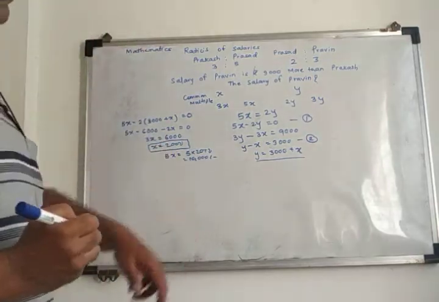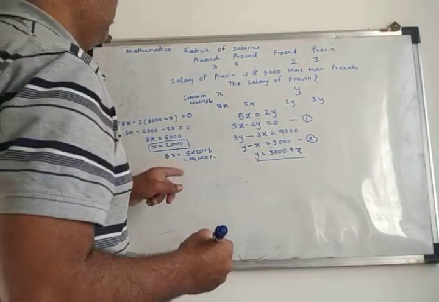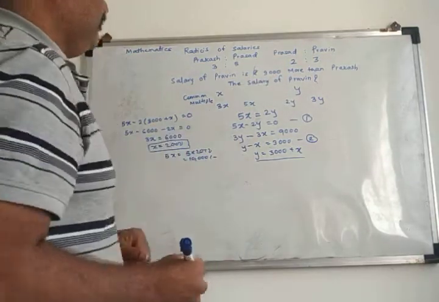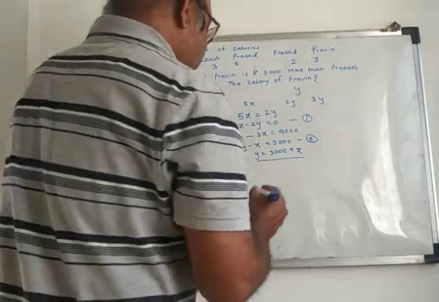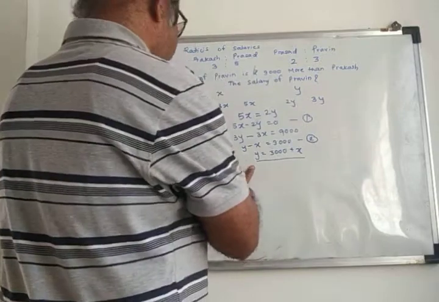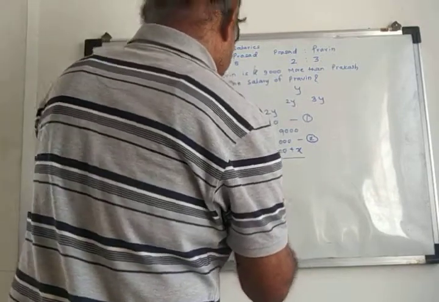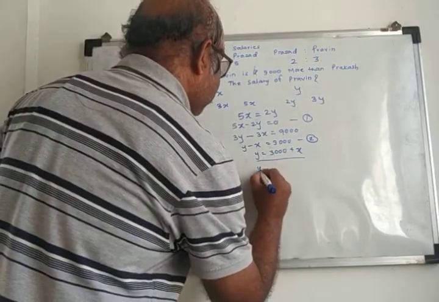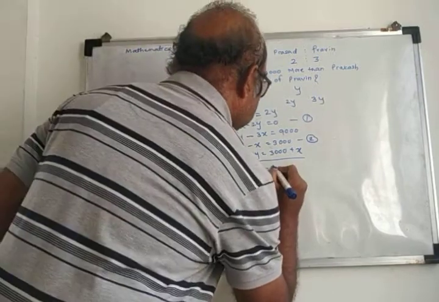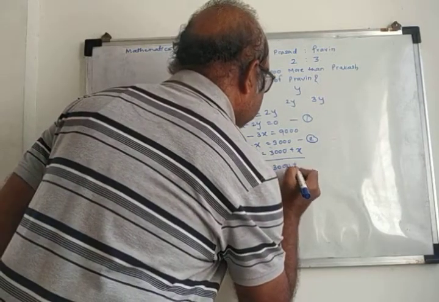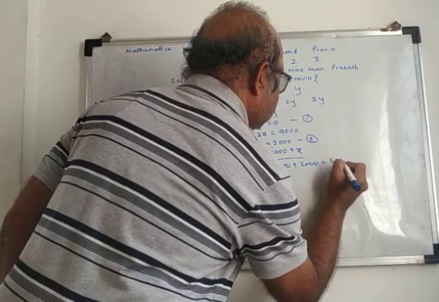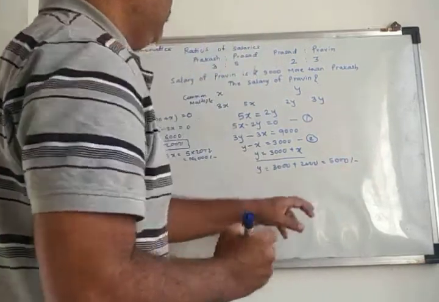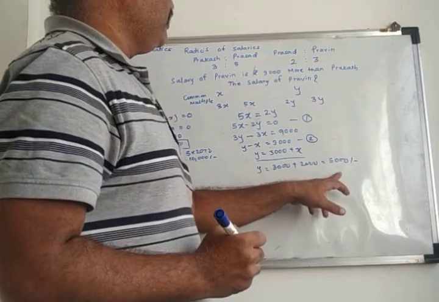Now, for the sake of simplicity, I can say what that salary is in terms of y. So if we want that, we'll have to put that value of x over here. If we put that value of x, what we drew over here, 2000, this becomes 3000 plus 2000 is equal to 5000.